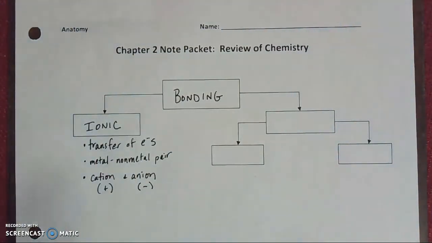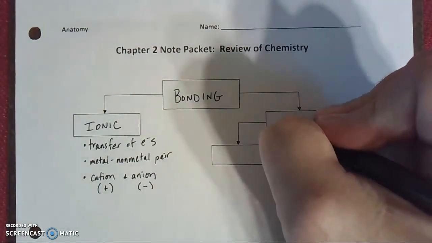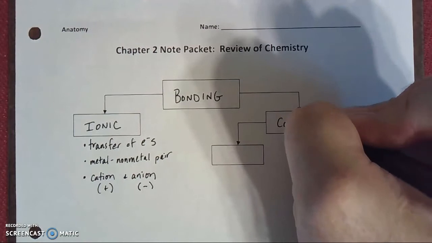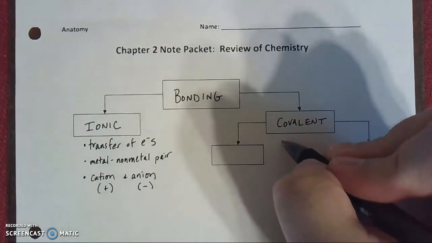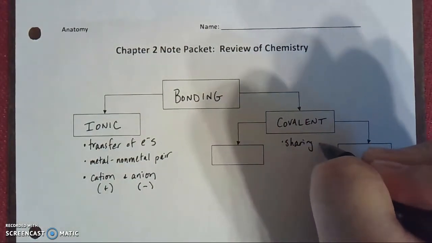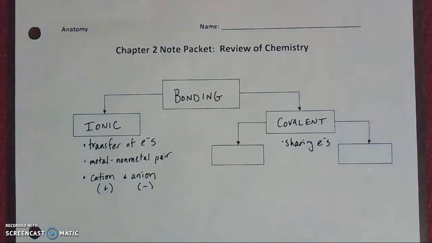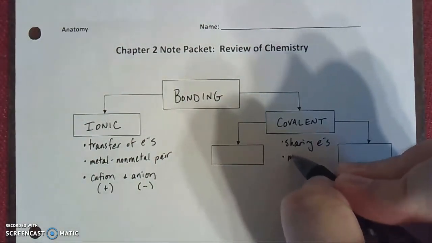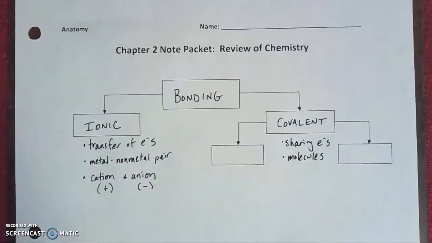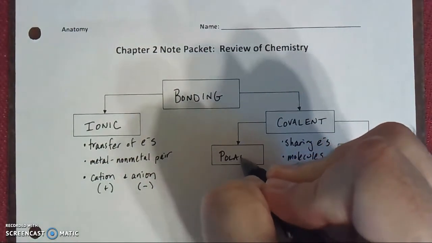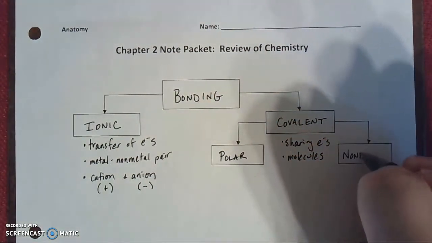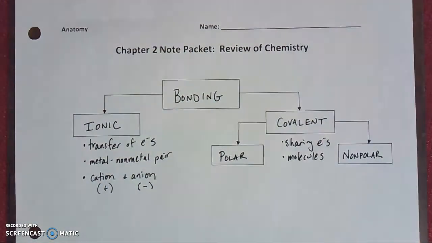We'll use ionic compounds, but covalent, the second type, is the one that is more prevalent in what makes up our body. So covalent compounds, we have the sharing of electrons. And these compounds are often called molecules. So, on this, we have two different categories of covalent compounds. We are going to have polar and non-polar. And they have different properties.